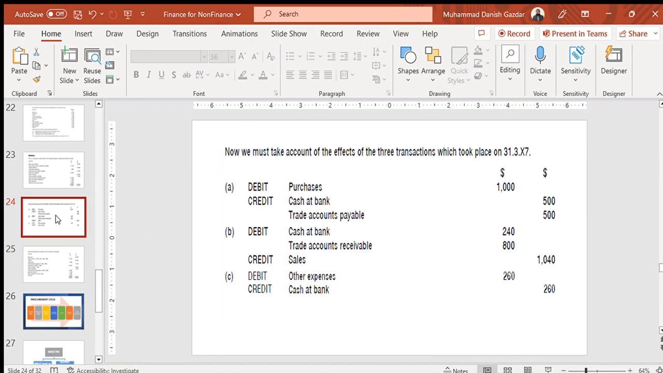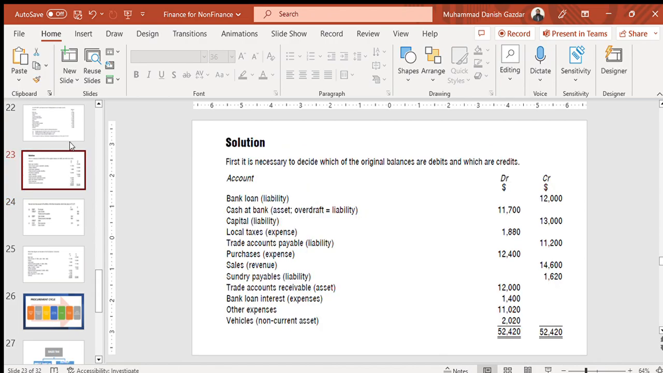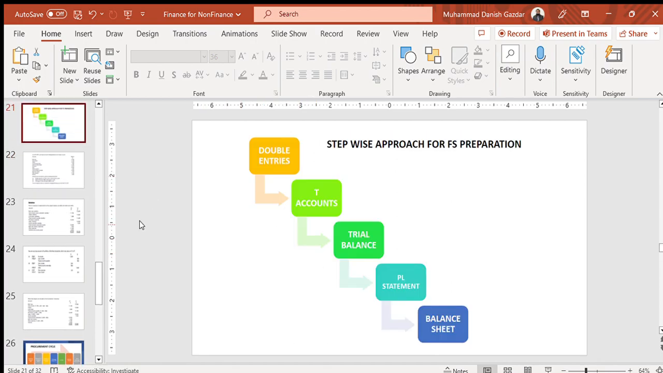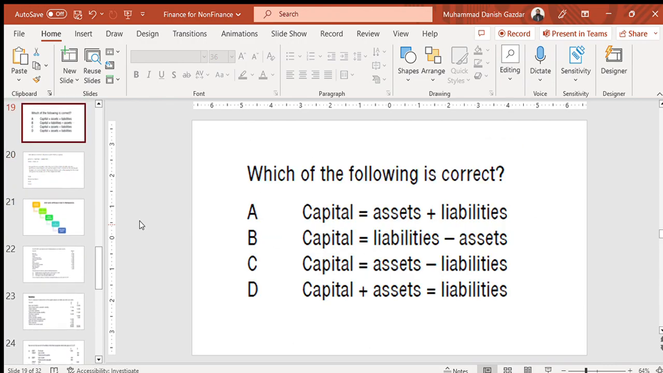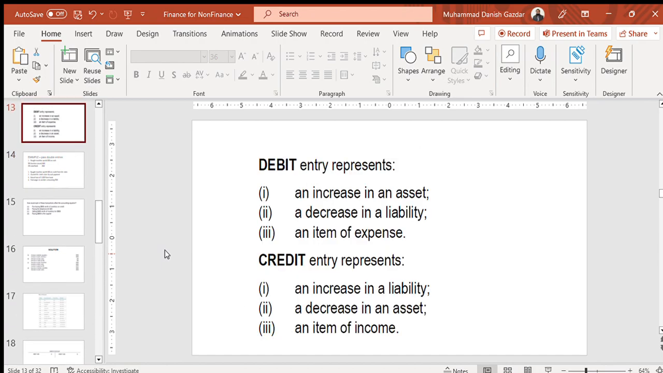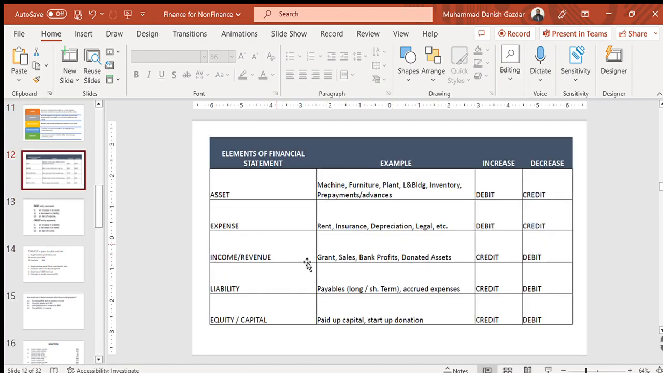I would like you to attempt this question on your own thoroughly and understand the concept behind the double entries, especially by considering the slide which I showed you earlier. You need to save this slide, especially this one, as you can see the increase and decrease, debit and credit, with the relevant elements of financial statements.